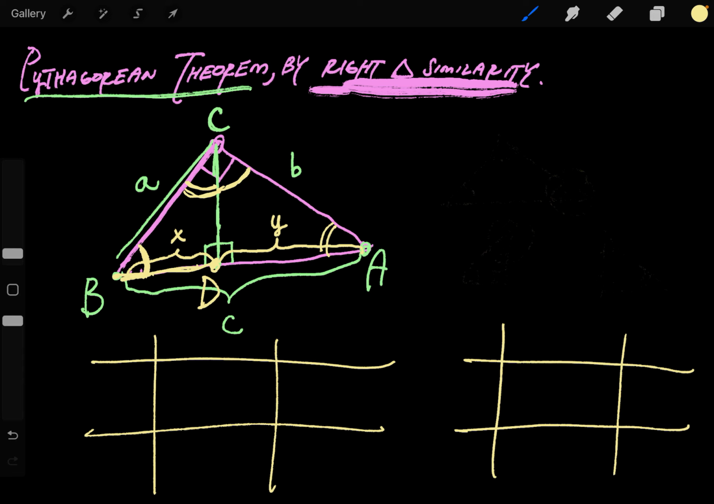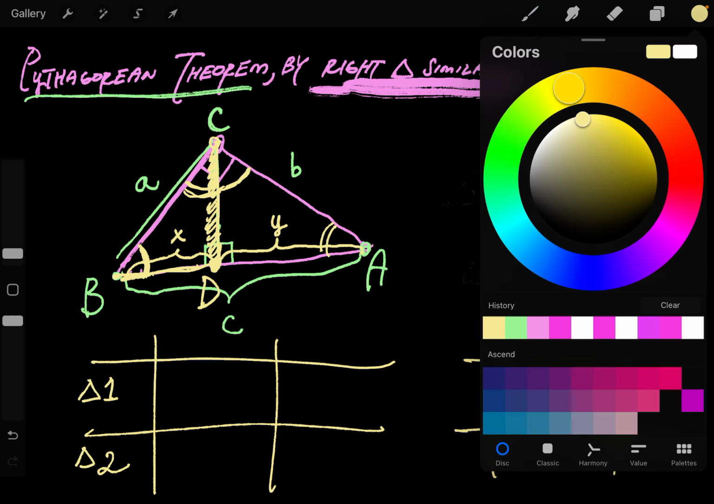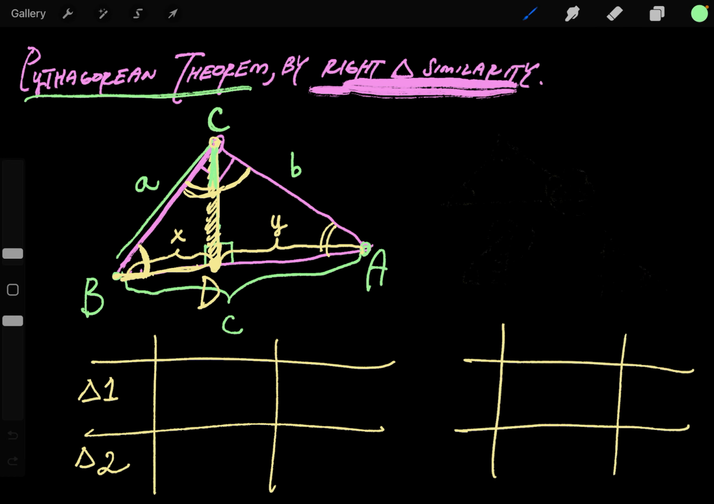And what I have here is that I never want to include the altitude CD. I never want the altitude CD. So I just have to be careful with coming up with this relation. But I'm pretty sure that I want to use triangle 1 and then triangle 2. Now, what is triangle 1? Triangle 1, I'm going to call this green triangle over here on the left. Okay, so triangle 1 is the green triangle on the left.